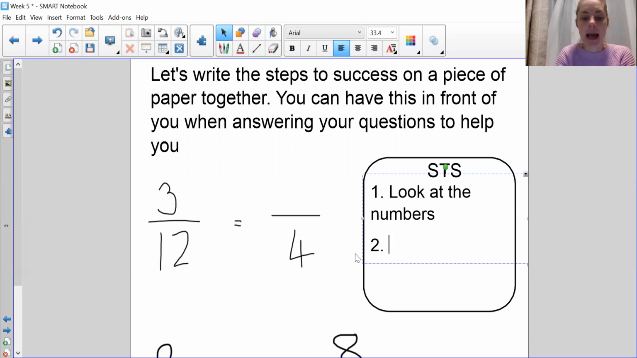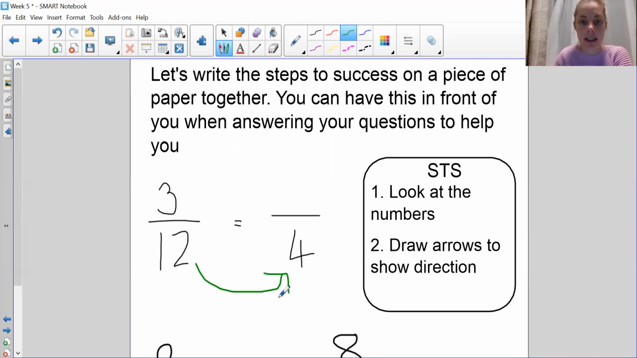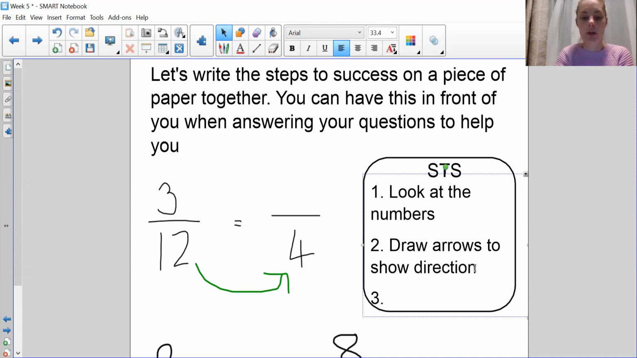Then I'm going to have my arrows. Draw arrows to show the direction I am moving in. This is very important because if I go in the wrong direction, I'm not going to get it right. So draw arrows to show direction. And then are you timesing or are you dividing? You need to decide on that.